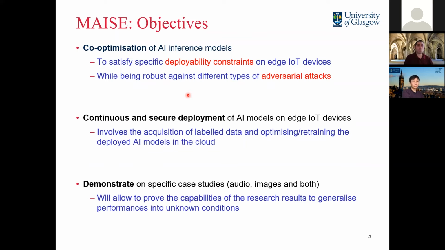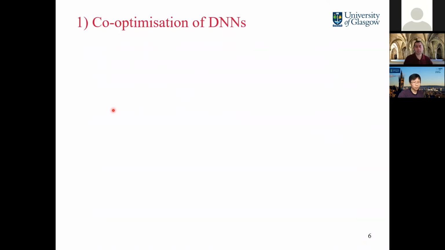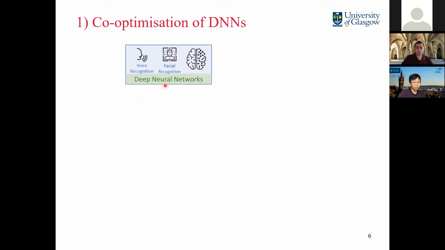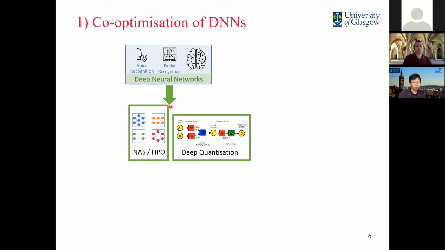Okay, so let me give you some more details about the first 2 points. So for the co-optimization of DNNs, let's assume that we have a set of neural networks that are able to provide voice recognition and facial recognition, and well, we are able to optimize these models with well-known techniques like NAS, neural architecture search, or HPO, hyperparameter optimization. We can also use quantization or dequantization. Okay, so applying these techniques, we can obtain very optimized models that can satisfy the constraints of specific IoT devices. Well, we have a lot of experience, and there are many people working on this area, right?